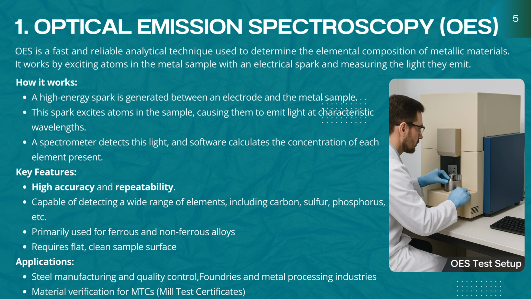What makes OES valuable is its high accuracy and repeatability. It can detect a wide range of elements, especially carbon, sulfur, phosphorus, and others, in both ferrous and non-ferrous alloys. It's important to note that it requires a clean, flat surface on the sample to work properly. This method is highly used in steel manufacturing, foundries, and for verifying materials as per mill test certificates. To the right, you can see a typical OES test setup, where a technician is analysing a sample using the machine.